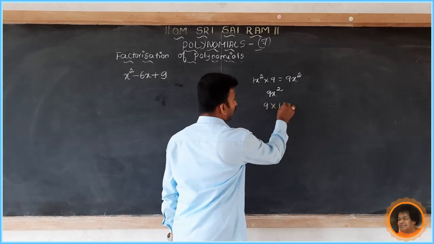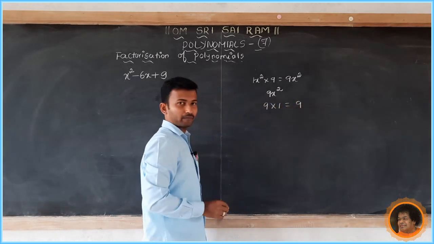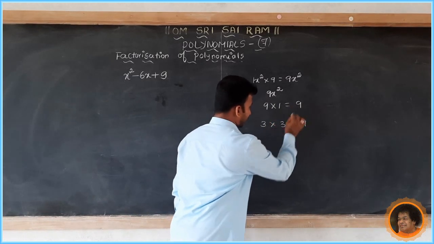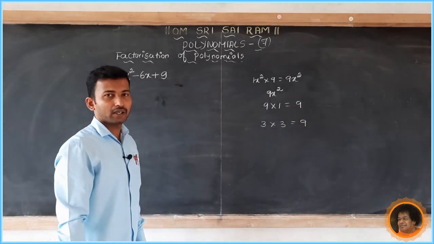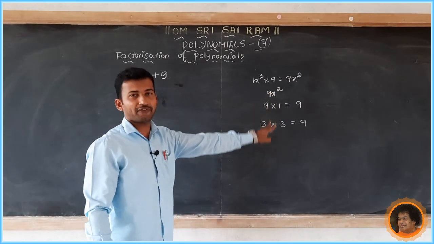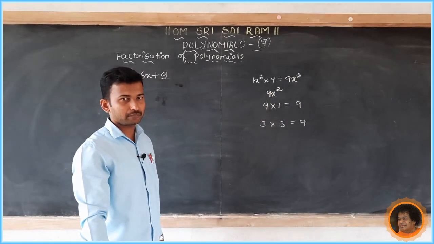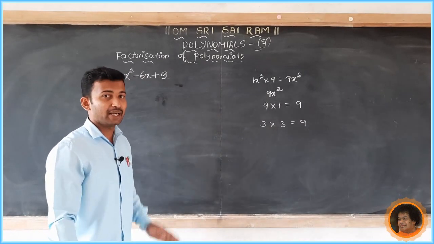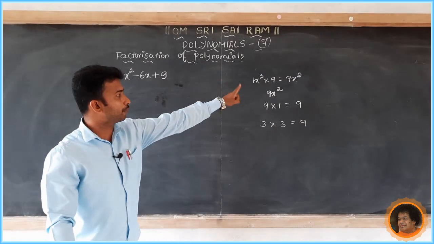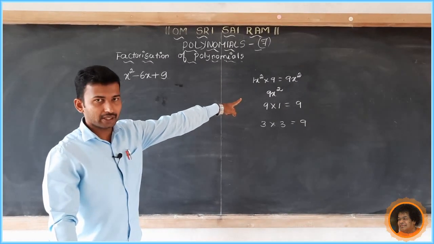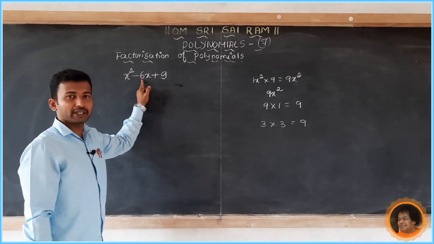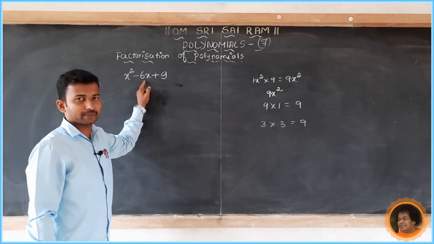9 into 1 is equal to 9. 3 into 3 is equal to 9. There are two sets of factors of 9. What is the next step? We have to select the best pair which gives the product 9x square. At the same time, it should give the sum minus 6.